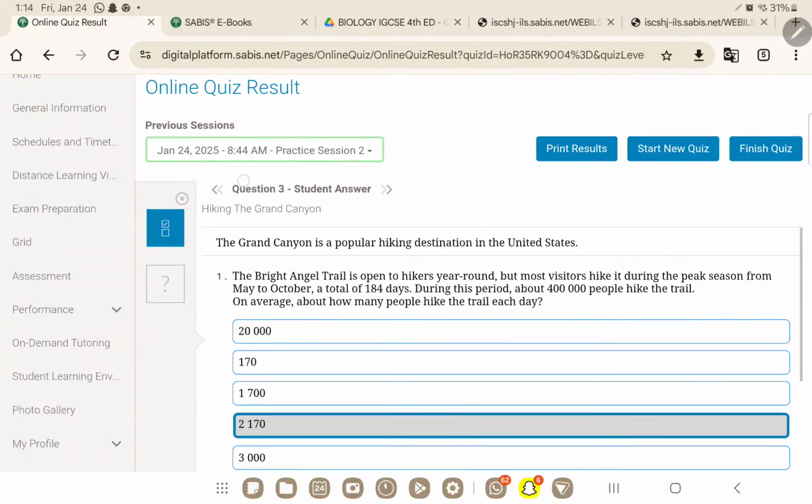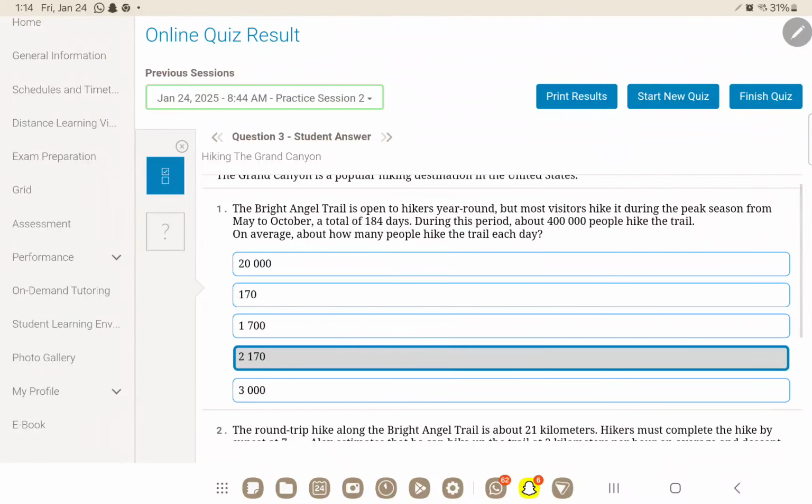Now, next question. The Bright Angel Trail is open to bikers all year around. These are PISA questions, by the way. But most visitors hike it during the peak season from May to October, a total of 184 days. During this period, about 400,000 people hike the trail. On average, how many people hike the trail each day?